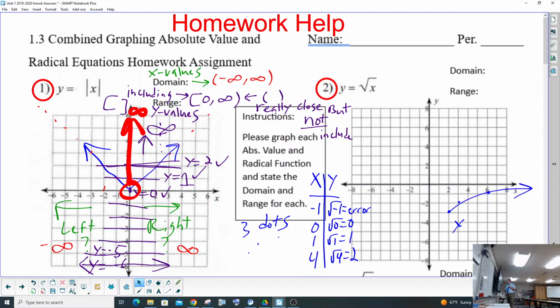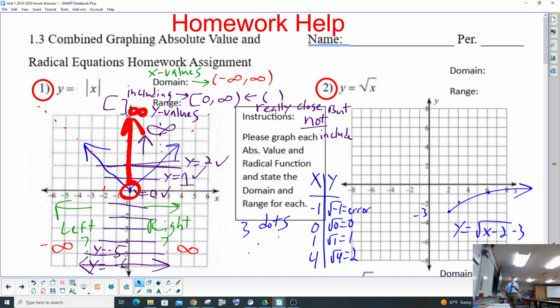So down here would be y equals the square root of, remember it's opposite what you think, so right 2 is actually -2. And then down 3. Yeah, so there's that equation.